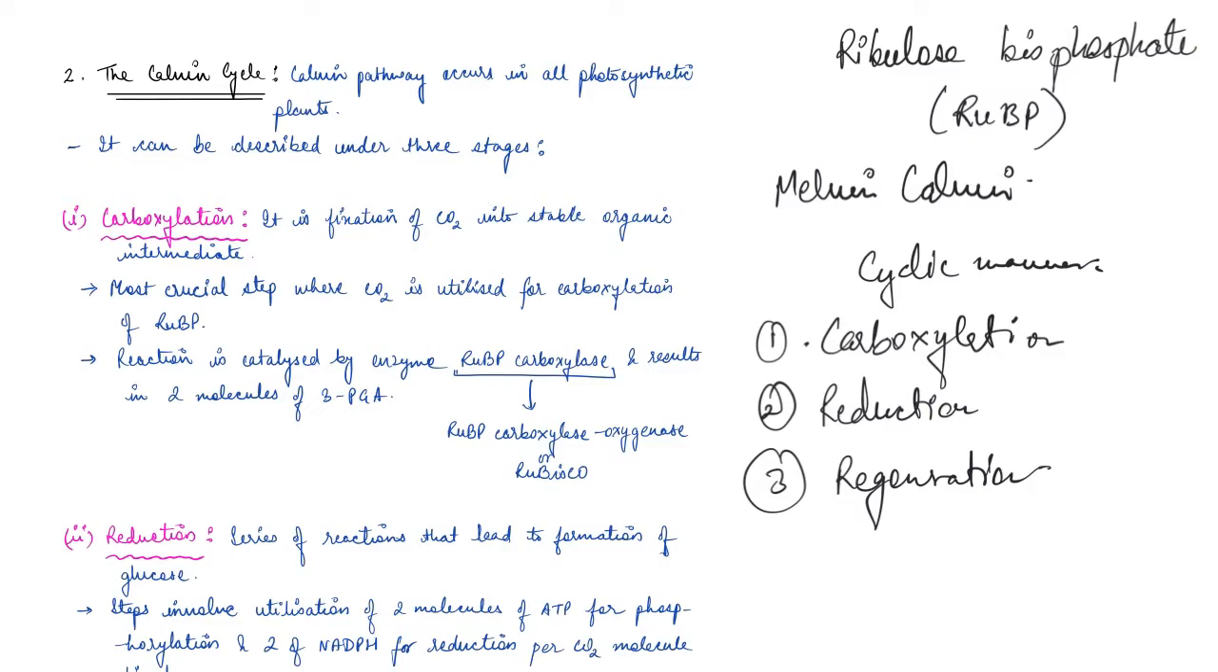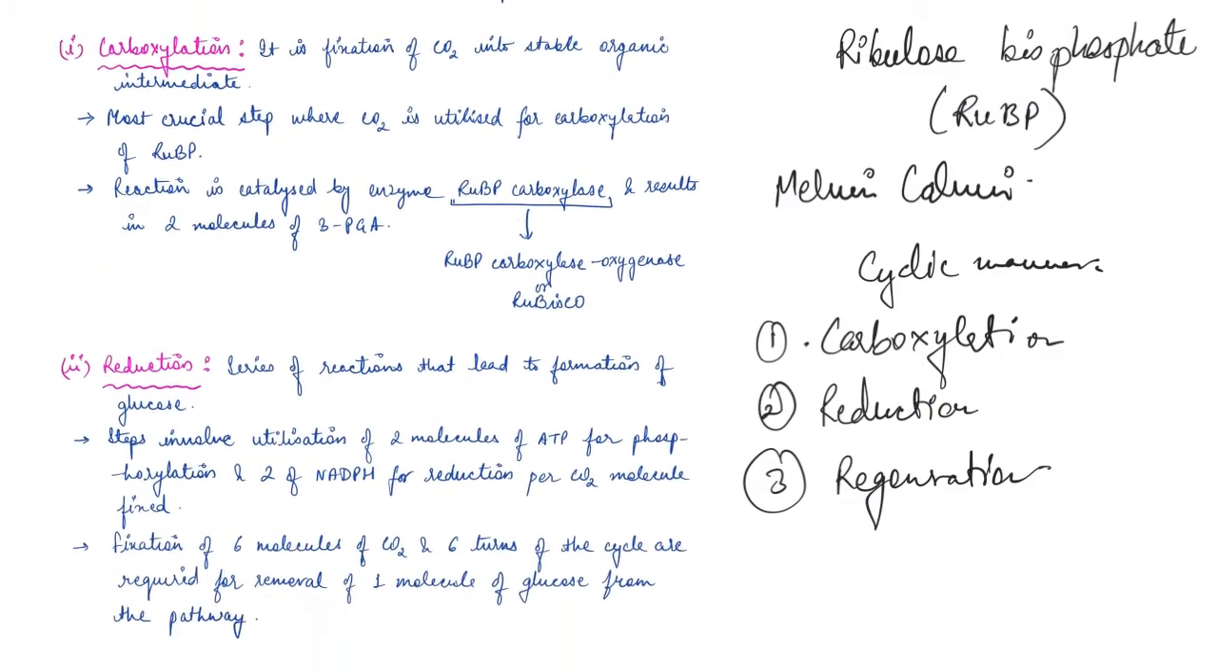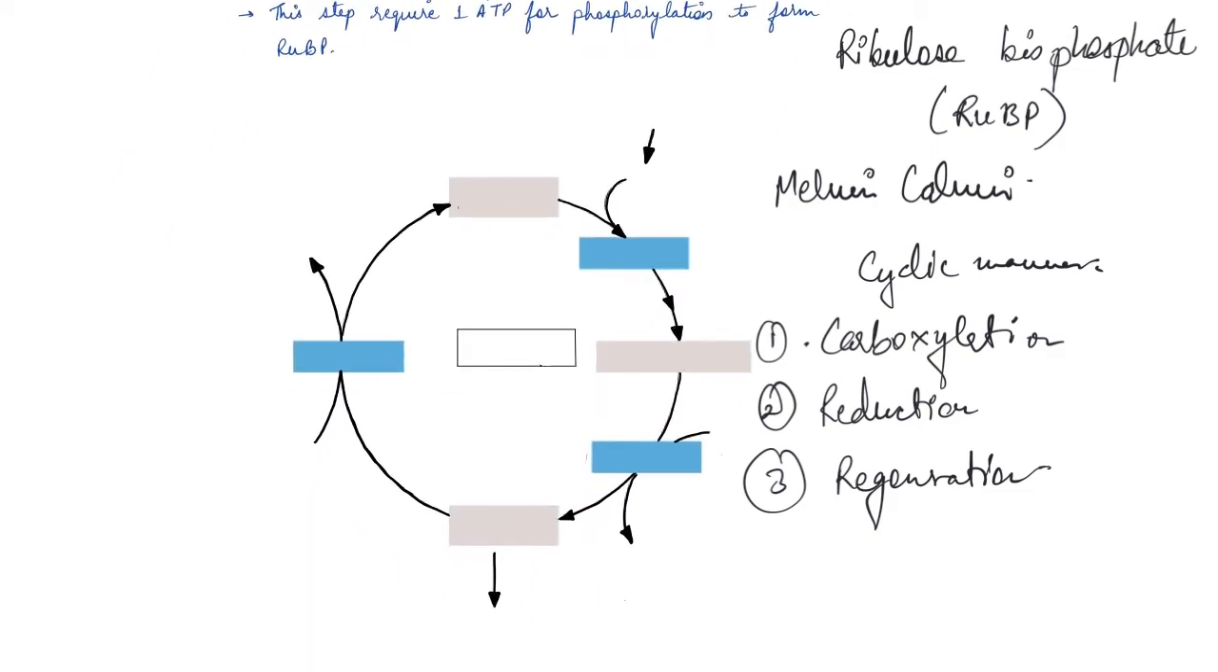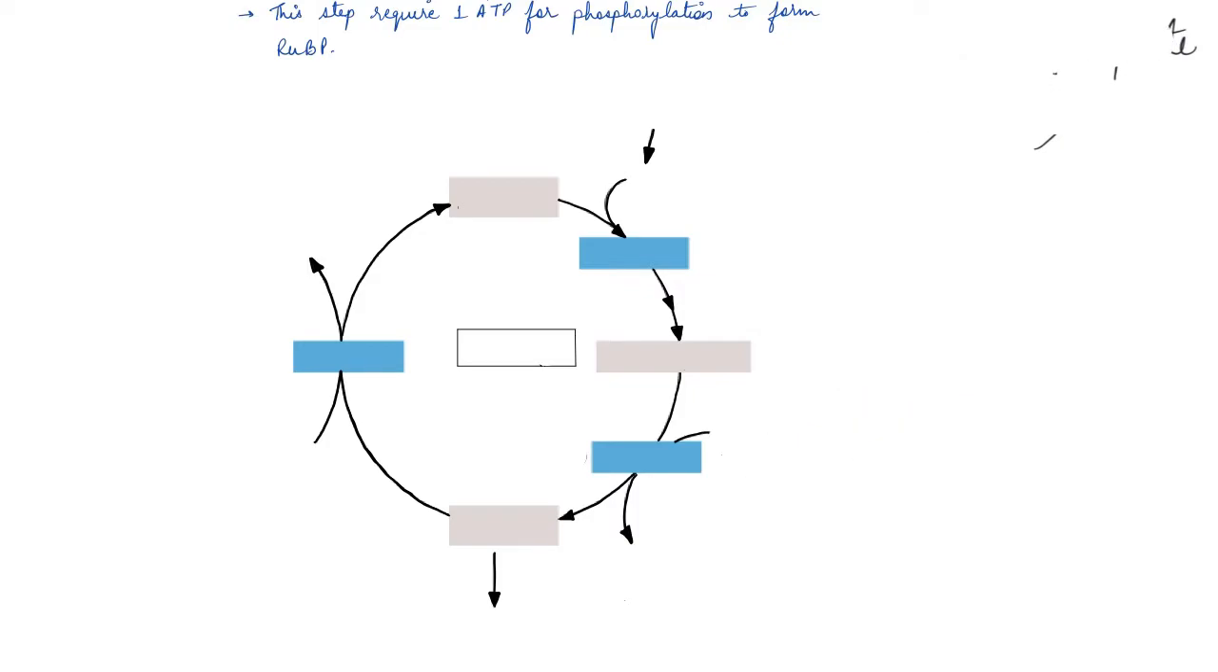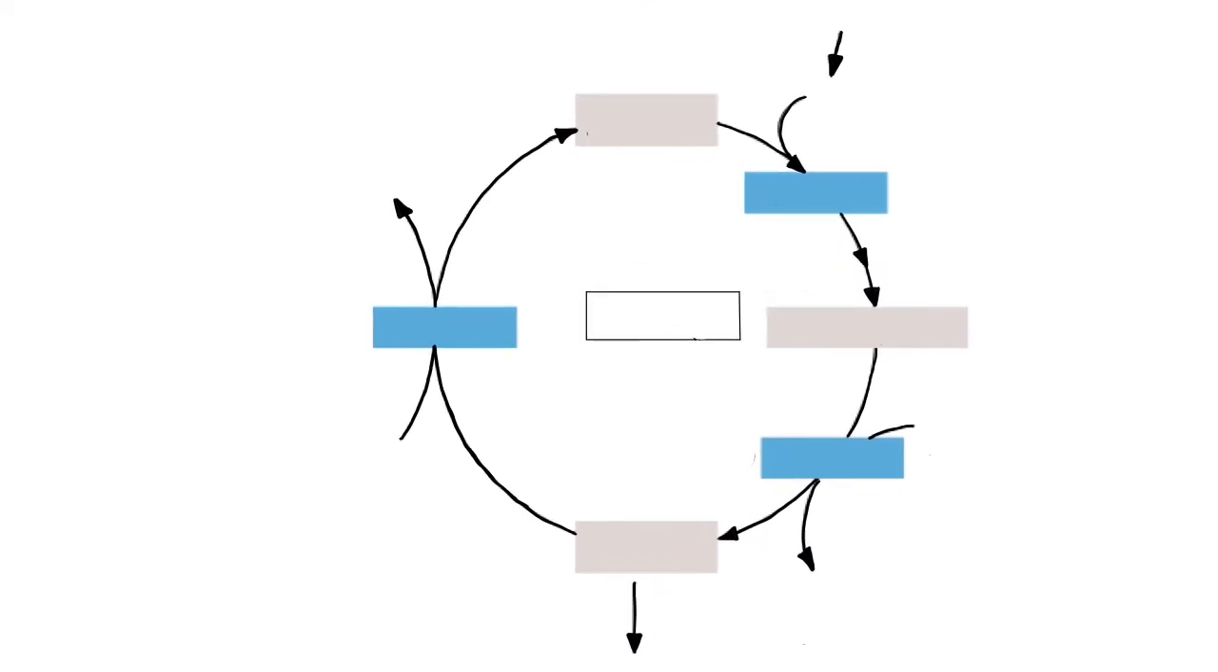Right? So now let's do one thing. Let's understand this entire process through this particular cycle itself. Let's see one by one what happens in the three stages. Okay, so this is the cycle, guys. So I hope it is clearly visible to you. Now, first of all, what is happening is carboxylation. So the first process is carboxylation. Now here, there is a fixation of CO2 into a stable organic intermediate.